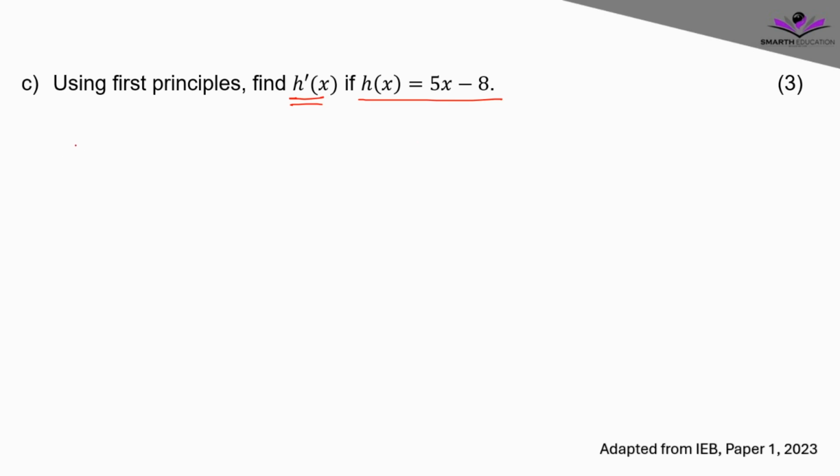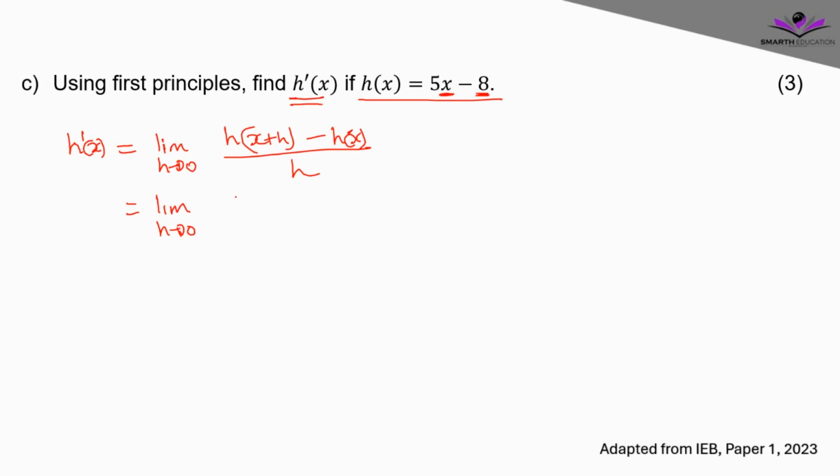We have our formula. So h prime of x, which is the derivative of h of x, is the limit as h approaches 0 of h of x plus h minus h of x, all this over h. Okay, and then what we do, the limit as h approaches 0, this does not disappear, it will only disappear after substituting 0. So h of x plus h, where there is x, you put x plus h. Please don't forget even this one.